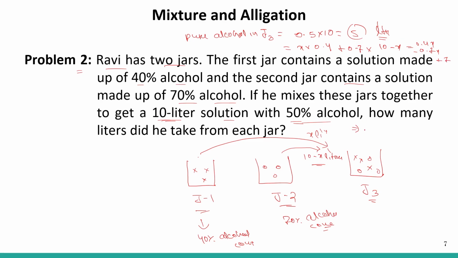So this implies that 5 is equal to minus 0.3x plus 7. So this implies that 0.3x is equal to 2, so x is equal to 2 by 0.3. That will be 20 by 3. So x will be this much. How much will 10 minus x be? It will be 10 minus 20 by 3, so that is 30 minus 20 by 3, that will be 10 by 3.